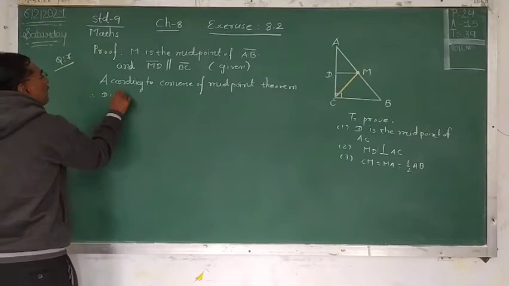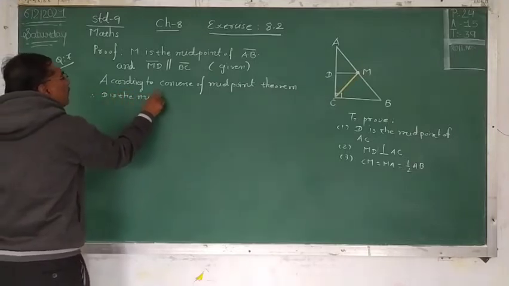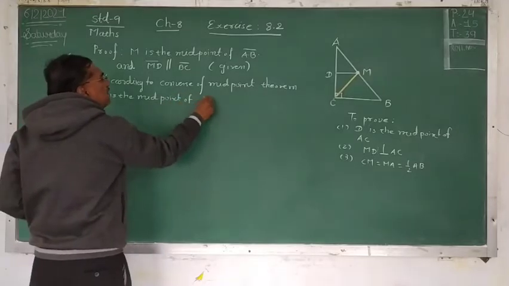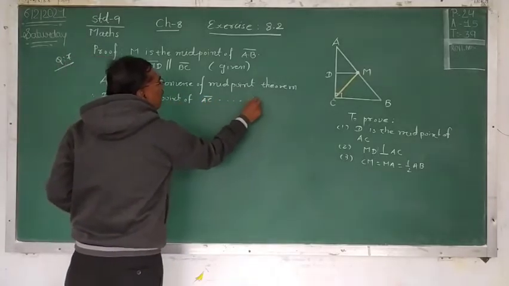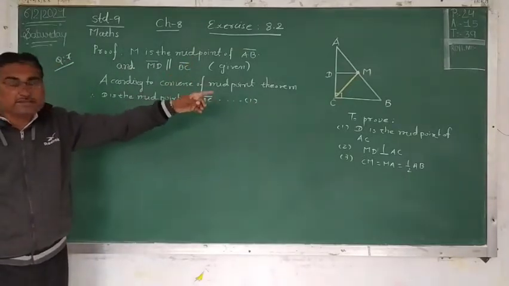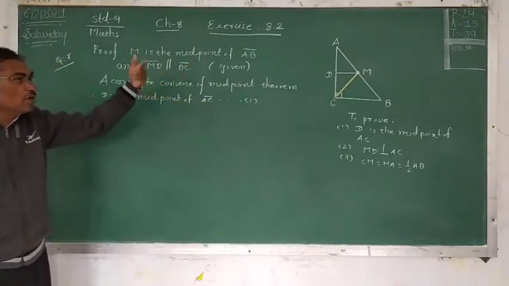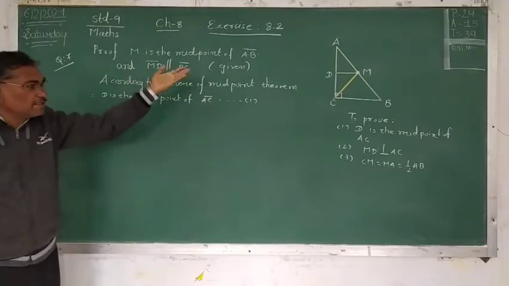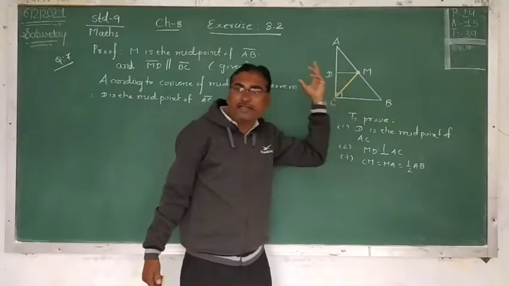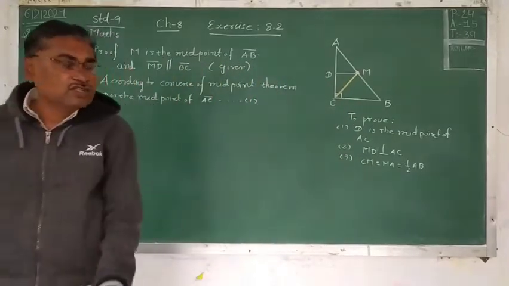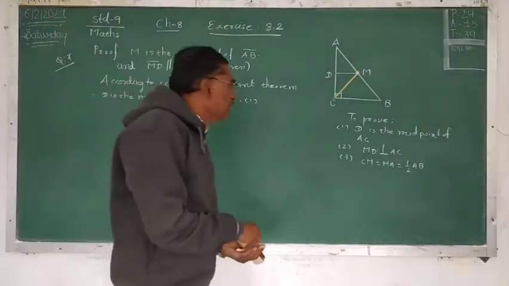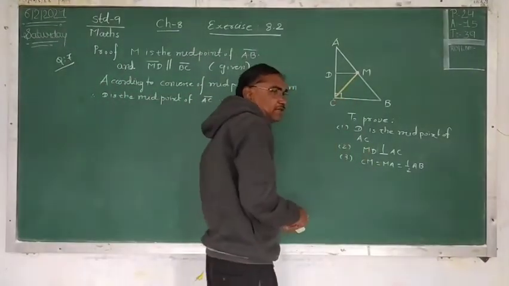Therefore, D is the midpoint of AC. Result number 1 we have proved. If M is the midpoint of the first side, then D is also the midpoint of the second side. Then this line segment is parallel to the third side. Otherwise not possible. So the first result is proved. Okay? Now the second result.